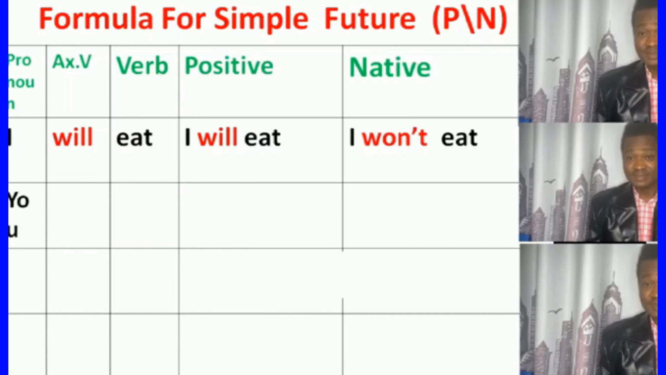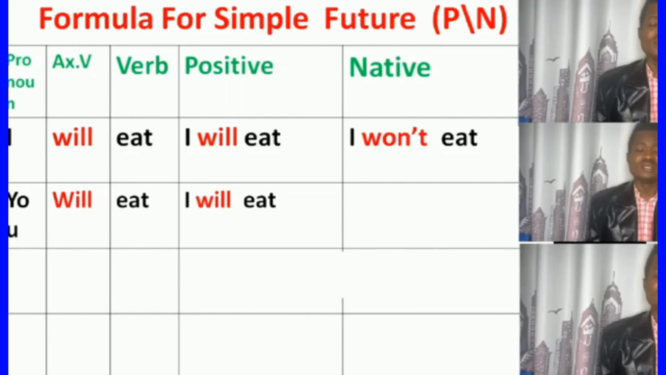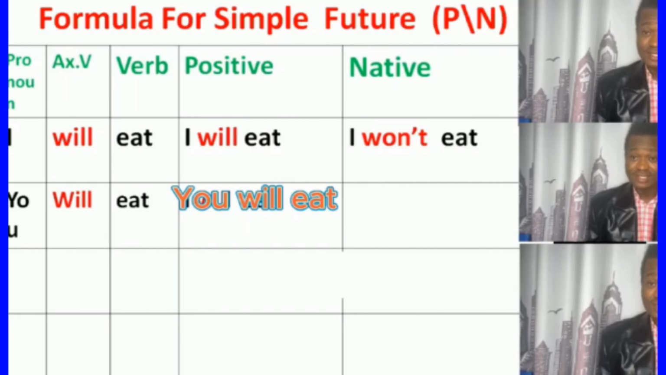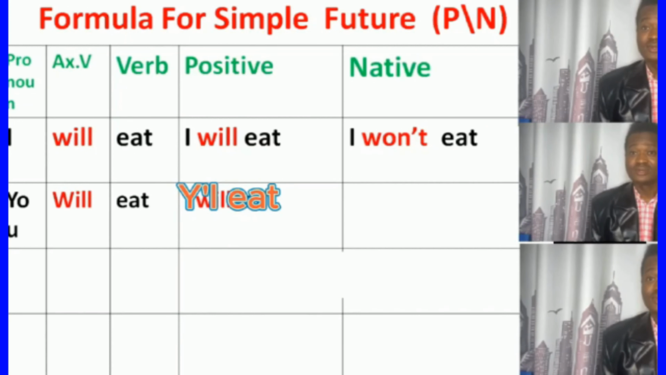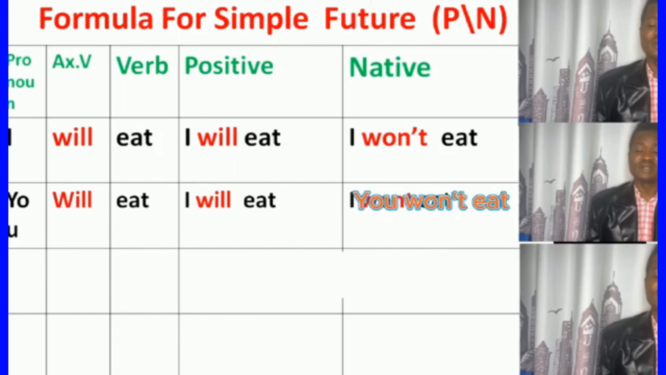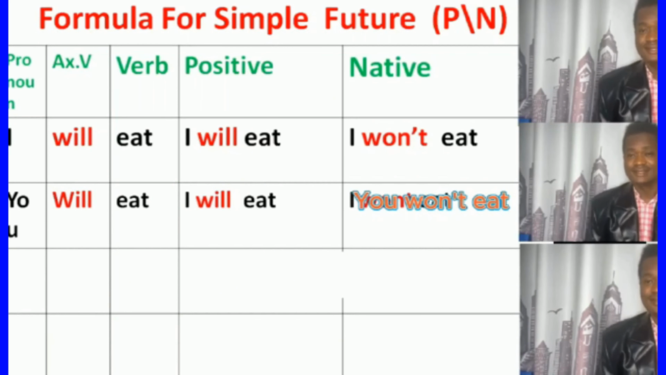The second person pronoun is you, the auxiliary verb is will, and the main verb is eat. The positive form is going to be you will eat. The negative form is going to be you won't eat. The other way is you will not eat.